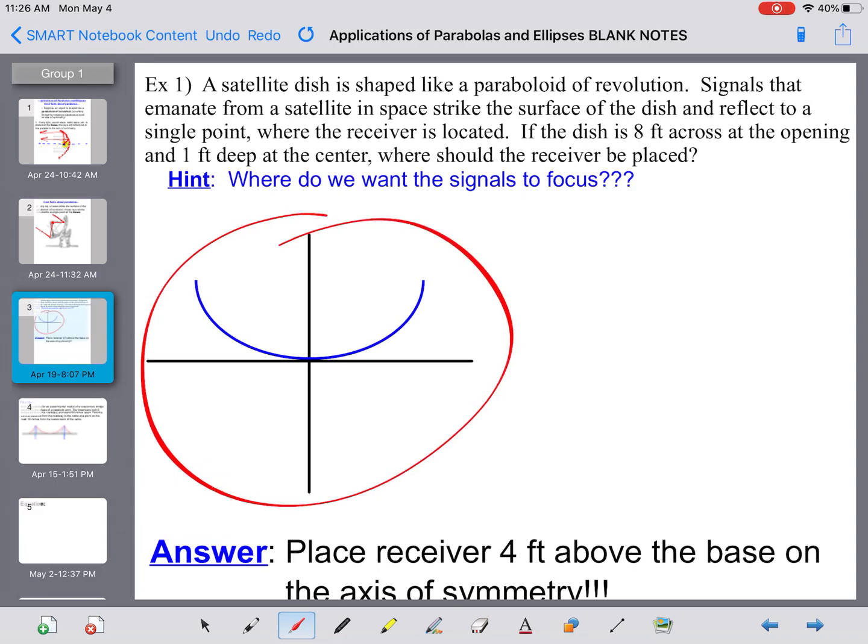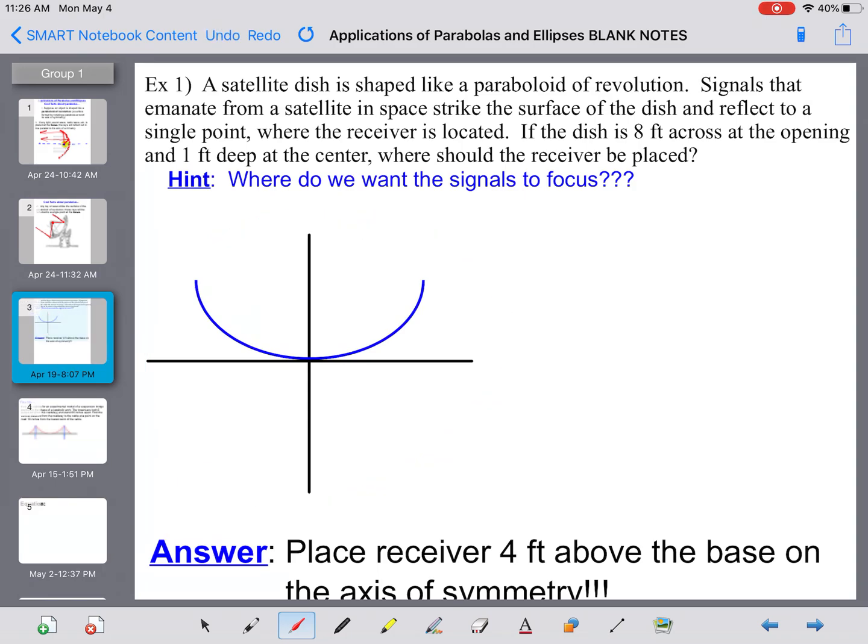Okay, so for all of these applications, you get to decide this graph, right? You get to pick where everything goes. You get to pick where the center or where the vertex goes. Now, for most of the problems, not all, for most of the problems, it's easiest to make the center or the vertex, right? For ellipses, we have centers. For parabolas, we have vertices. So make the vertex at 0, 0. Most of the time, that is the easiest way to handle things.